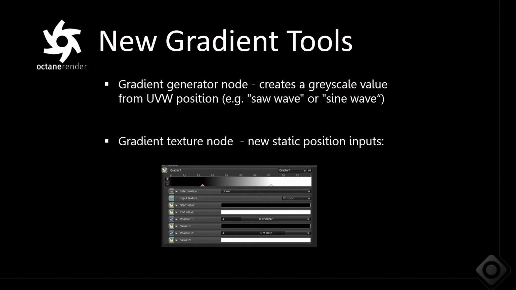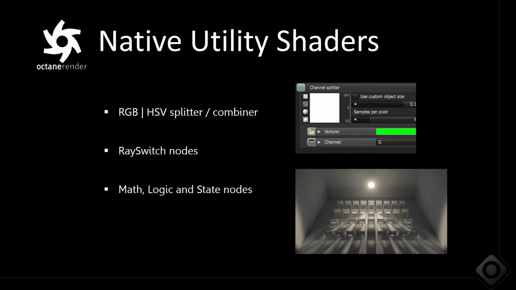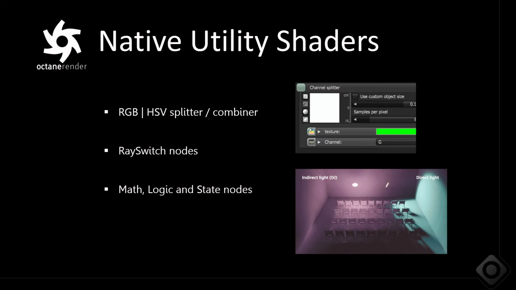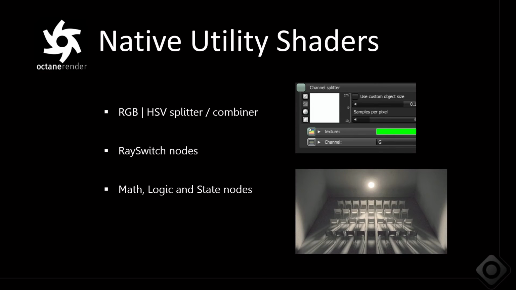Improvements to the gradient system are going to be coming up pretty quickly as well. We're going to have a gradient generator node. The gradient texture node will have static input pins, which is helpful. And then a lot of the utility shaders that we've made available on the forums and in LiveDB, we're baking into Octane, and we're going to do everything we can to improve them. Some of them are actually from users, like the ray switch node that you're seeing on the bottom right here.